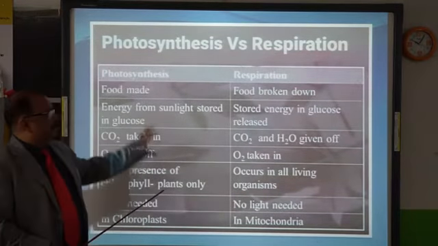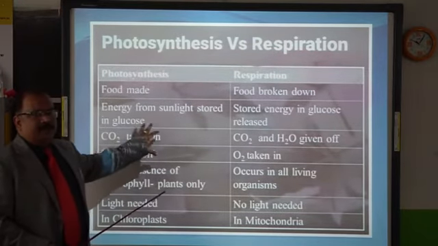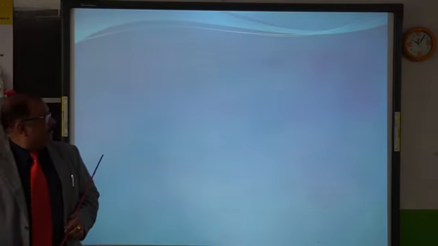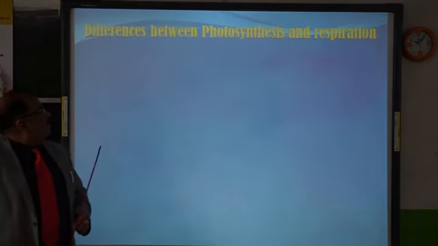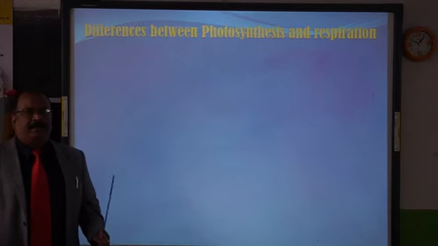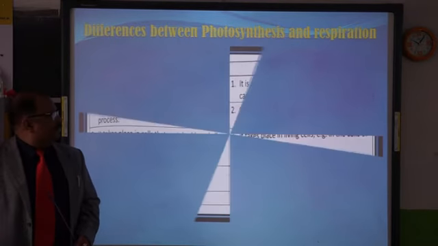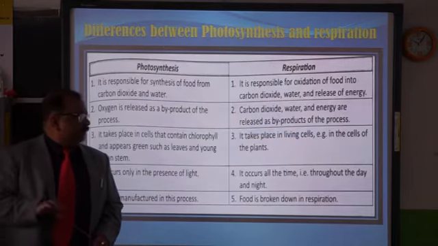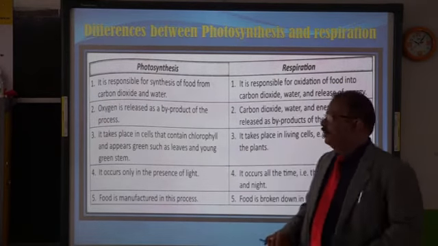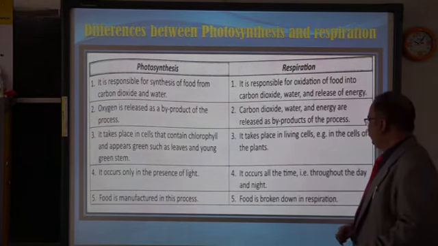So this was just what I taught you. This was the summary. Now according to your book, some differences are given between photosynthesis and respiration. I have just copied it from your textbook, so it will be easy for you to understand the basic differences between photosynthesis and respiration.